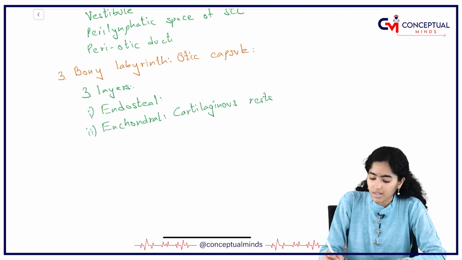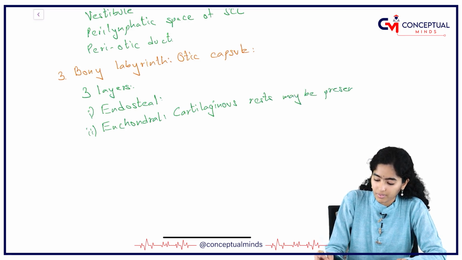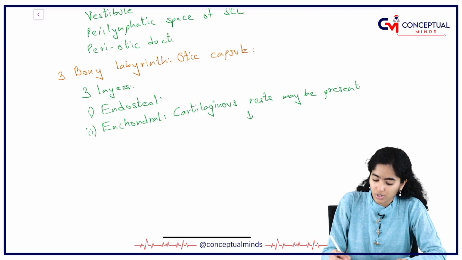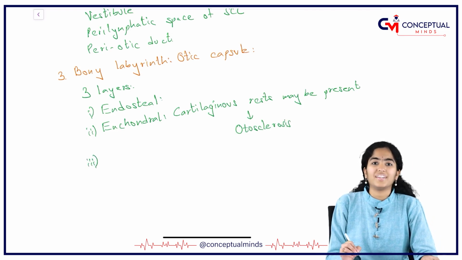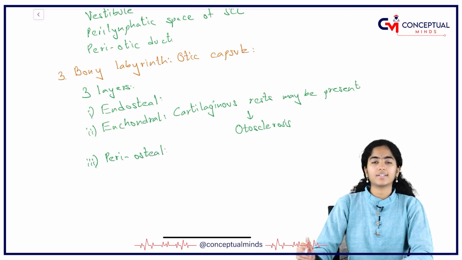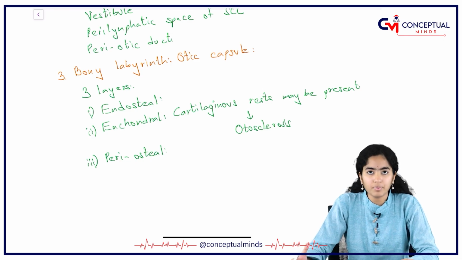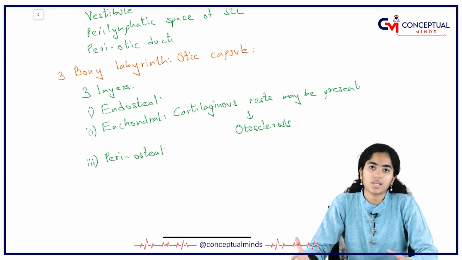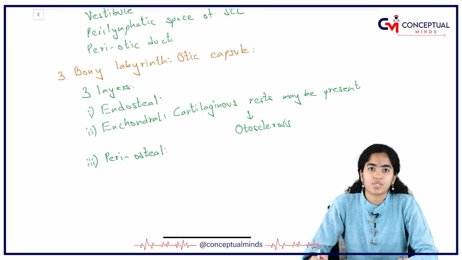Cartilaginous rests, islands may be present in this layer, which will later on change and show otosclerosis. And outside the enchondral layer, we have another layer, that is the periosteal layer. What is the periosteal layer? It is the outer covering. Always peri is outer covering. Periosteum surrounds the bone. Perichondrium surrounds the cartilage. And periosteal layer is the outermost layer of otic capsule.